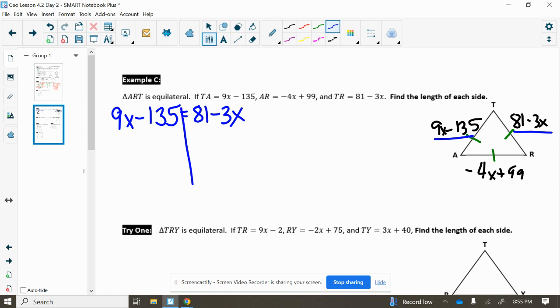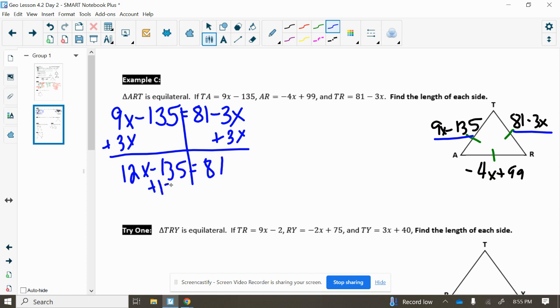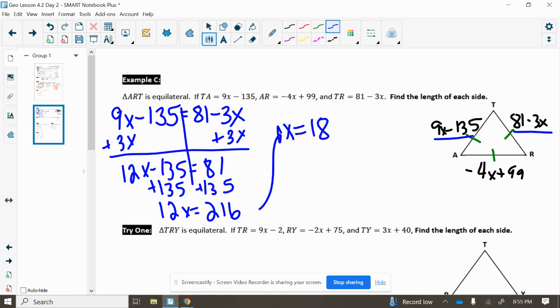In this case, negative 3x is actually smaller than 9x, so I'm going to add that over to start. I get 12x minus 135 equals 81. Add the 135. I get 12x equals 216. And when we divide by 12, x ends up equaling 18.